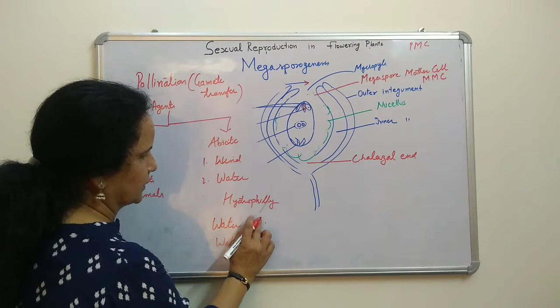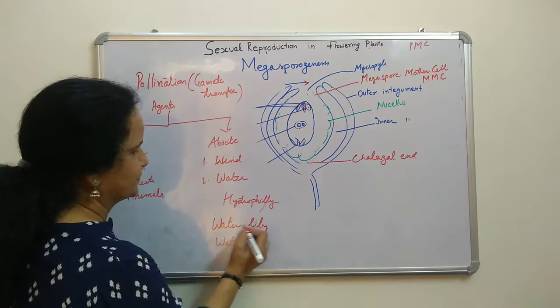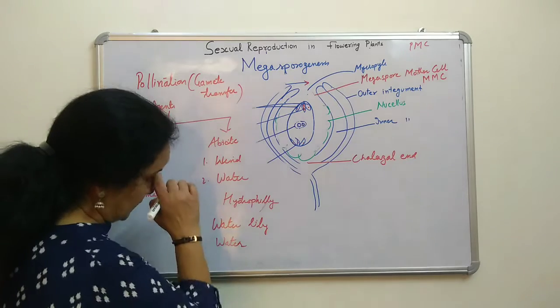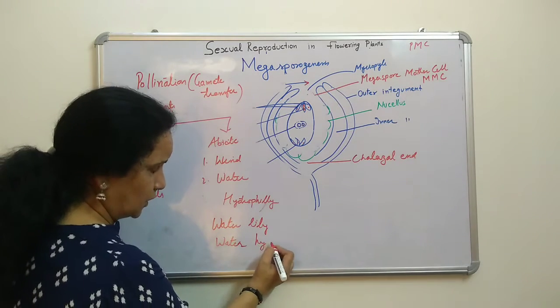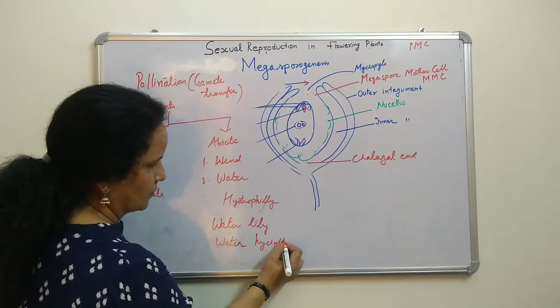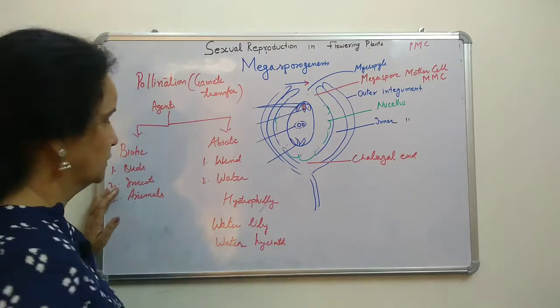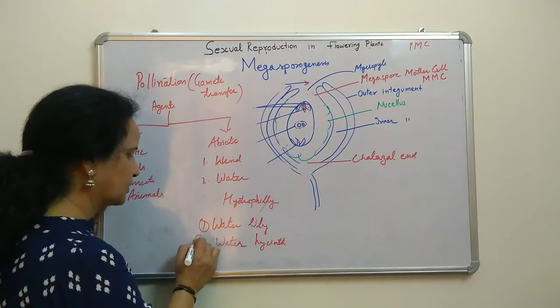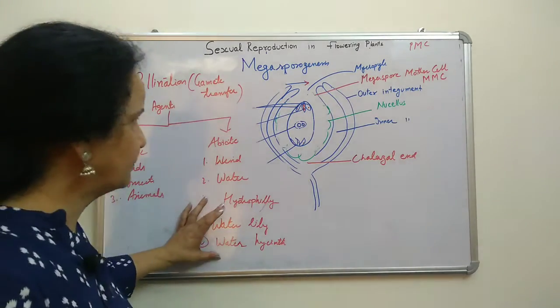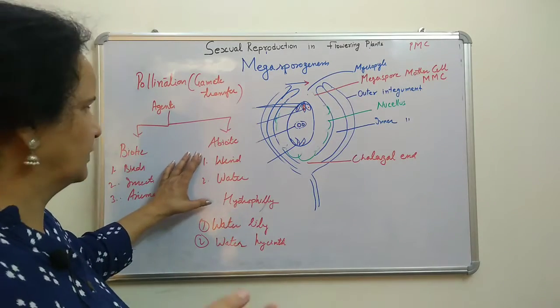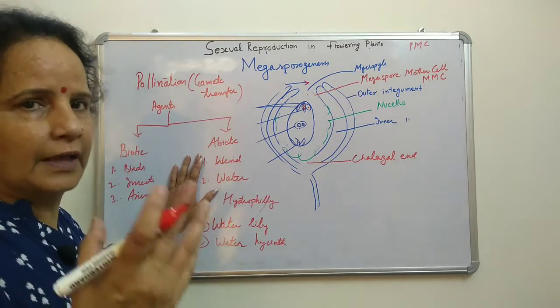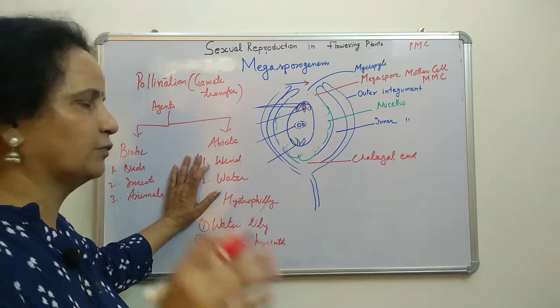Sorry, what I have written there. Water lily. Then that will be water hyacinth, Eichhornia, Terror of Bengal. These two are aquatic, being aquatic plants, but they are being pollinated by wind, right? So only a very small number of aquatic plants are being pollinated by water.